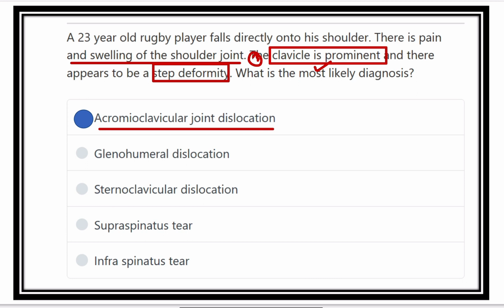Other options here, such as glenohumeral dislocation: in this condition the connection is lost between the glenoid cavity and the humeral head. In this condition the clavicle is usually not prominent. And sternoclavicular joint dislocation: the sternum is located medially, it is not located at the scapula. Then supraspinatus tear: usually there is no external deformity, only loss of abduction. Also the infraspinatus tear, it is also responsible for shoulder joint movement, it is not related to the prominent clavicle.